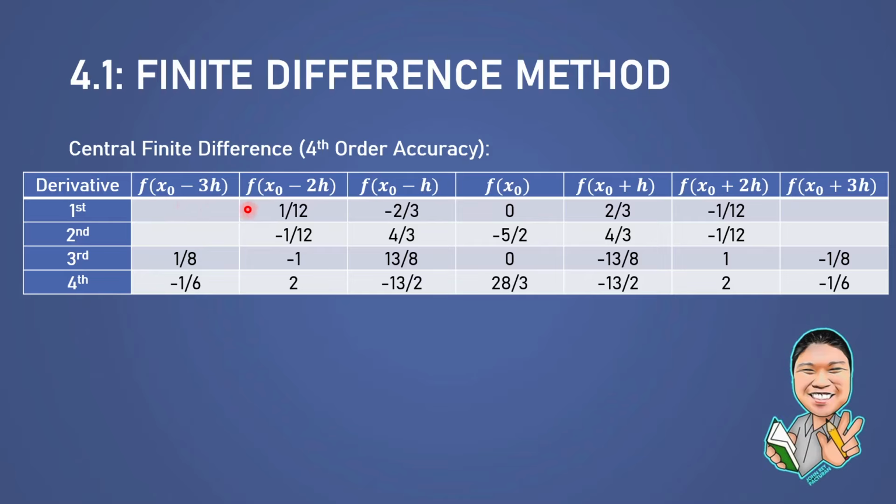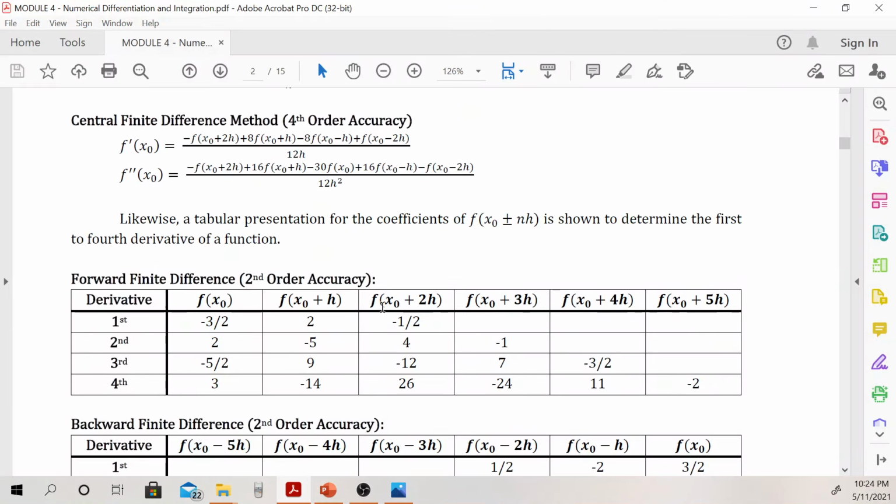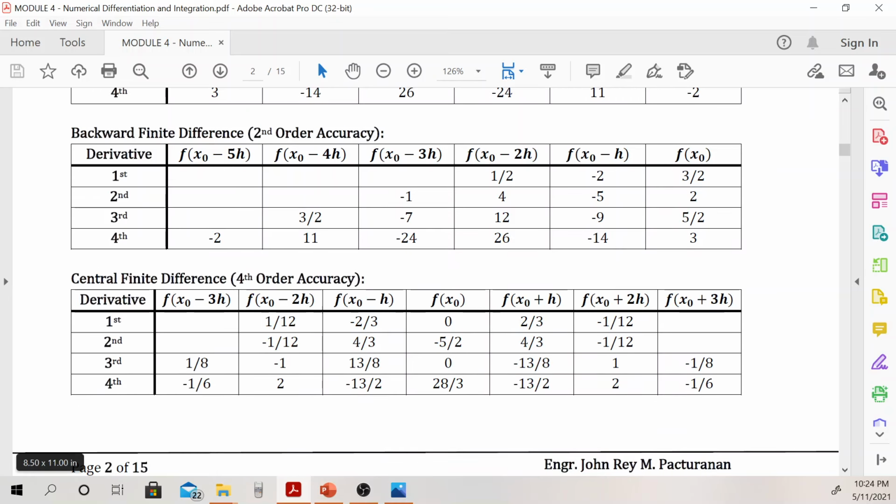F of x sub o minus 3h, f of x sub o minus 2h, f of x sub o minus h, f of x sub o, f of x sub o plus h, f of x sub o plus 2h, and f of x sub o plus 3h. So, balance siya. Kaya nga siya tinawag na central finite difference. Again, pakita ko lang yung inyong module. So, ito yung forward, backward, and central.